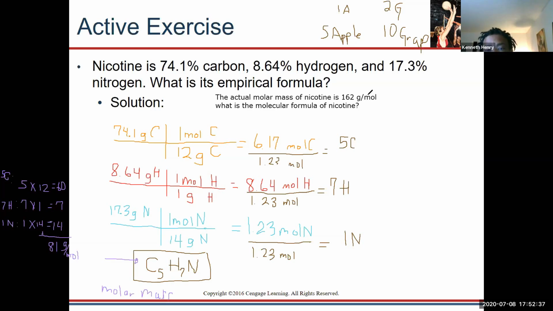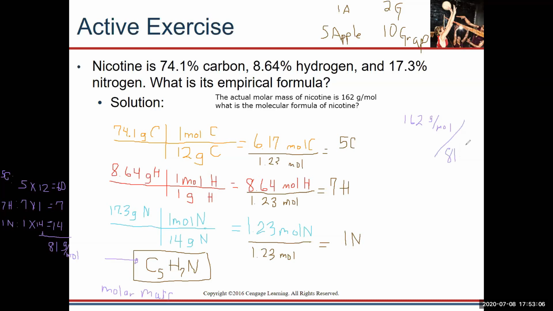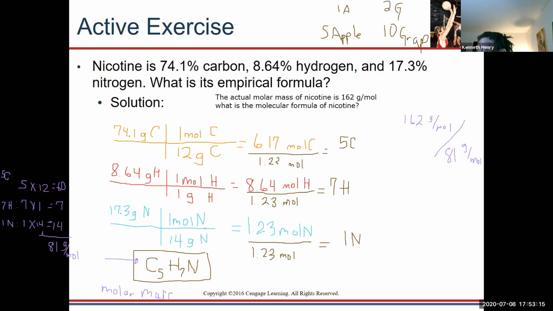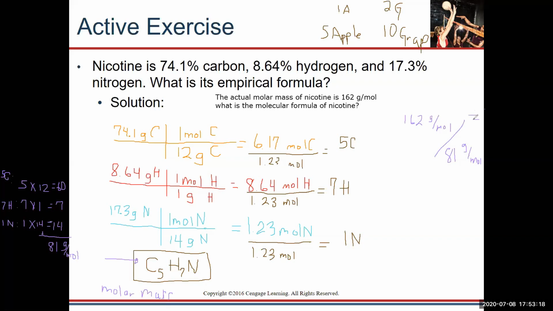So to calculate how much I need to multiply the empirical formula by, I divide the nicotine's molar mass by the empirical formula's molar mass. So I'll take this 162 grams per mole and divide it by the 81 grams per mole, right? That's correct. And that equals what? That's going to equal 2.